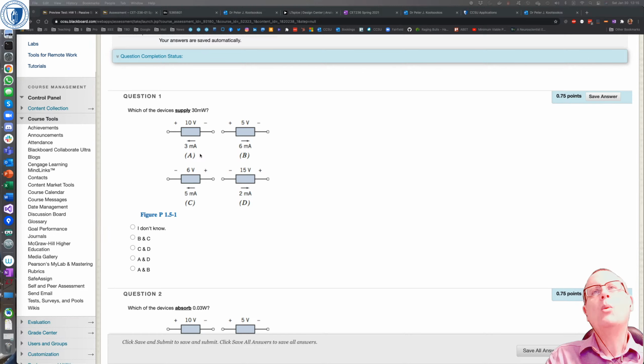The ones that aren't adhering to the passive sign convention have the current flowing into the negative side. If it adhered to the passive sign convention, you'd have the current flowing into the positive terminal of the device.